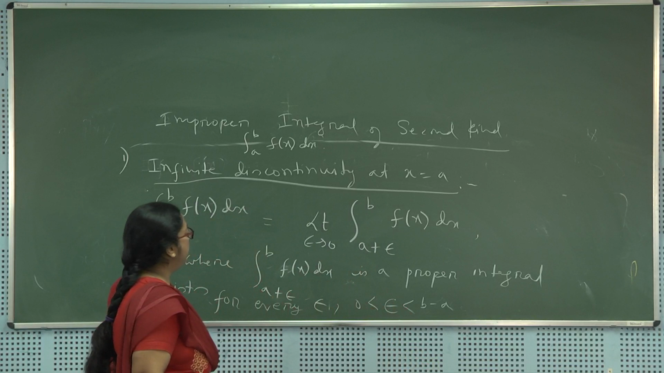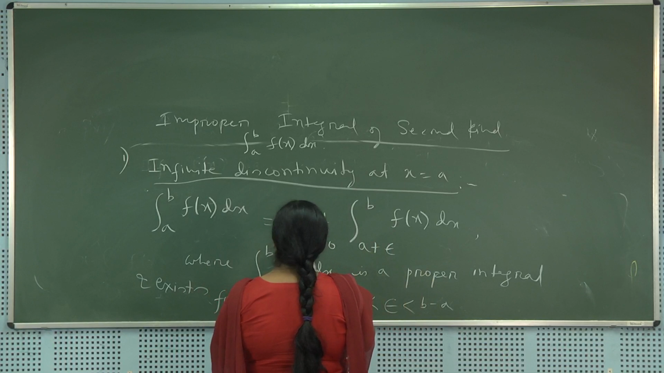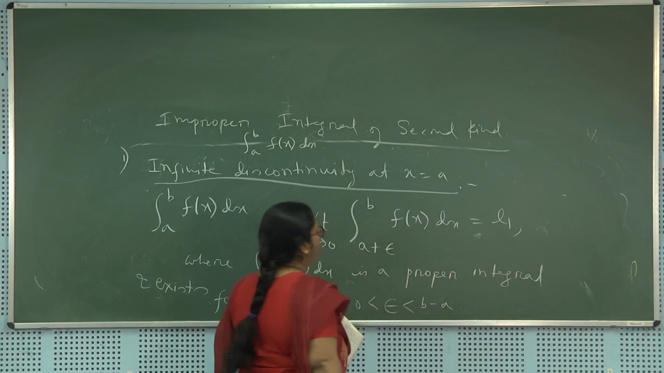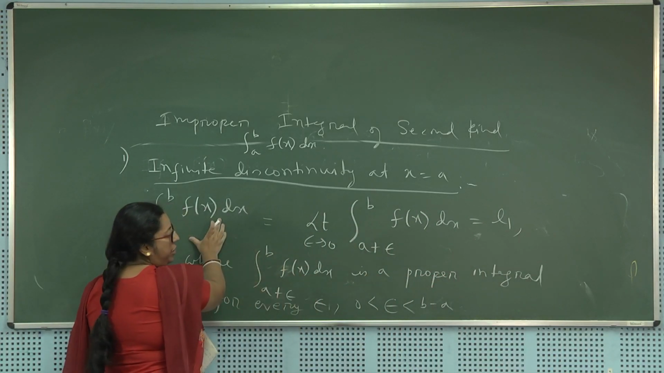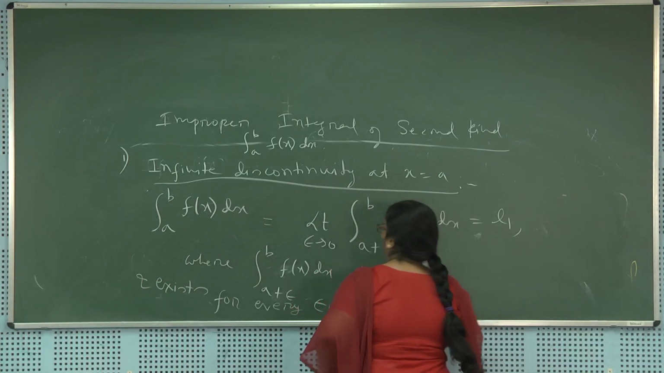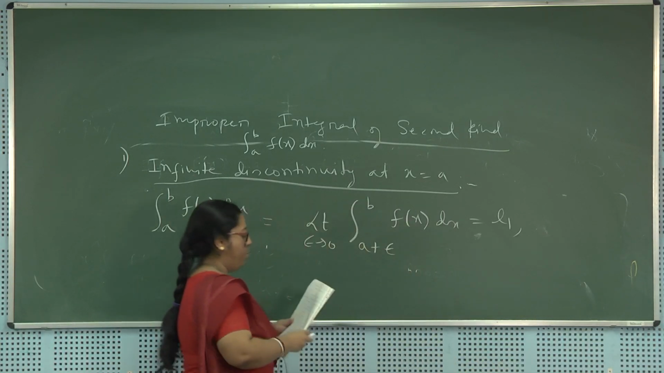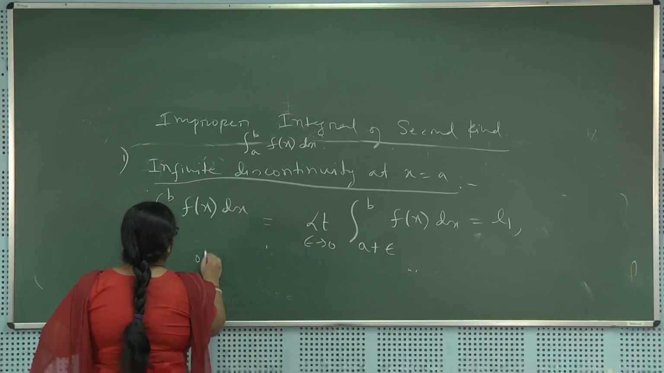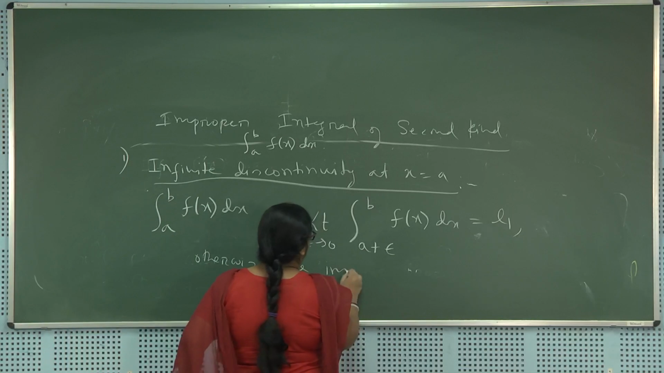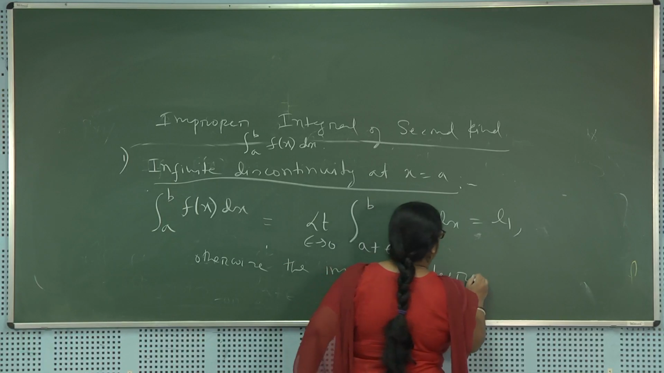So, this is a proper integral, and now if we evaluate it, suppose it has some value, say L1. So, if this limit exists, we say our given integral is convergent and it converges to that value. Otherwise, the given integral diverges. Remember, we are dealing with infinite cases here. Otherwise, the improper integral diverges, just like before.